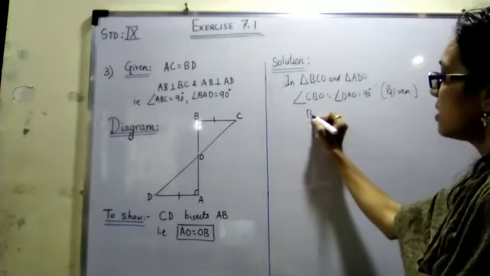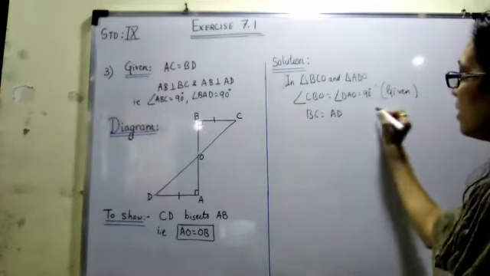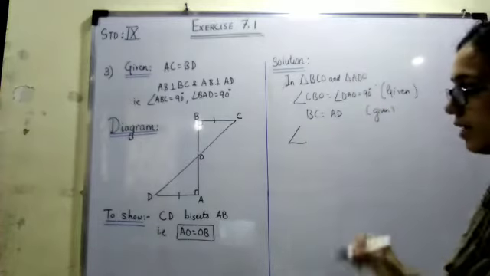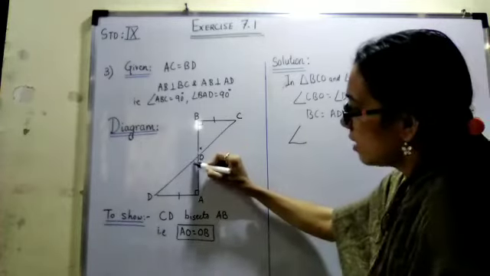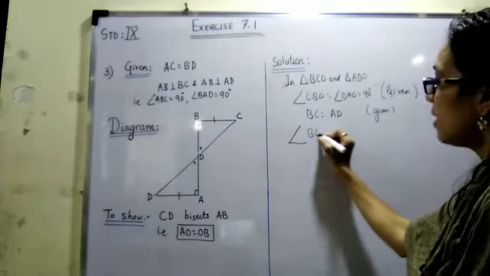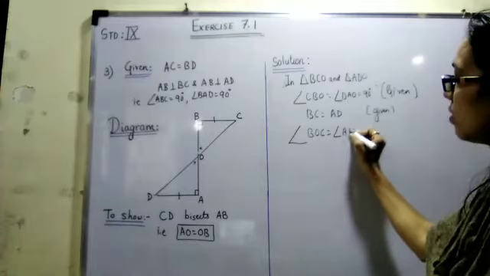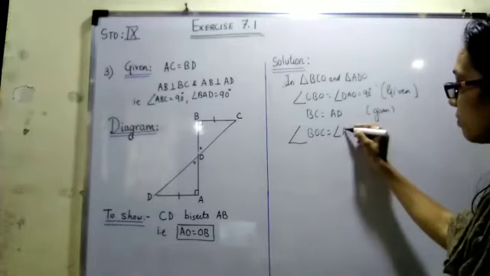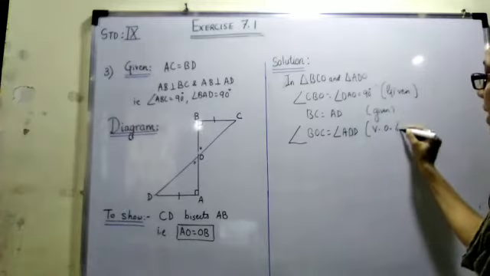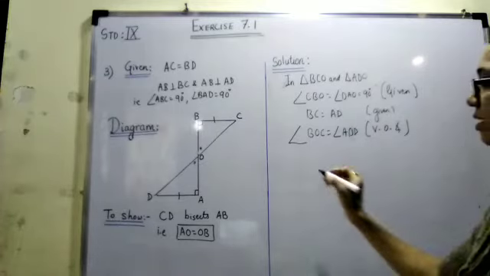Next, BC is equal to AD. This is also given. Next, if you see it carefully, this angle and this angle are vertically opposite. So we'll write down angle BOC is equal to AOD. Reason is vertically opposite angle. You have to write down complete vertically opposite angle.